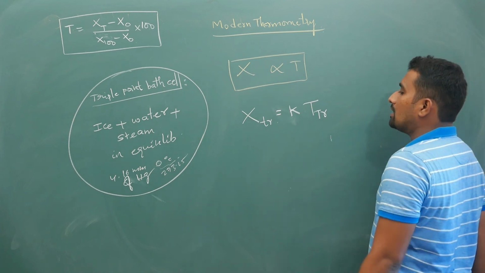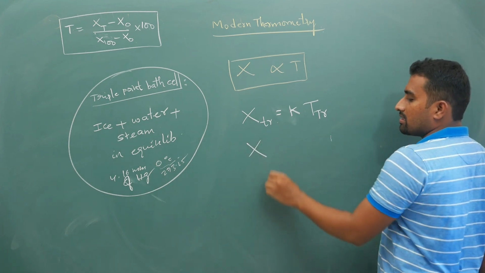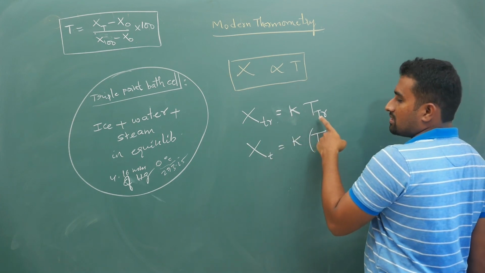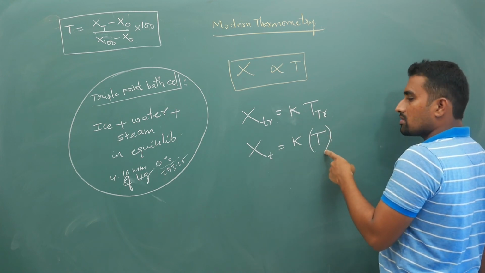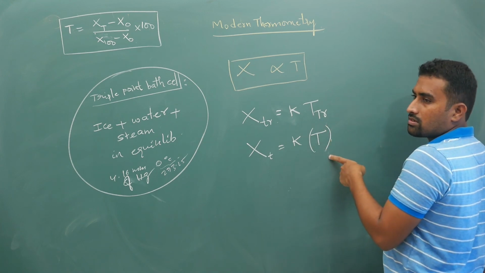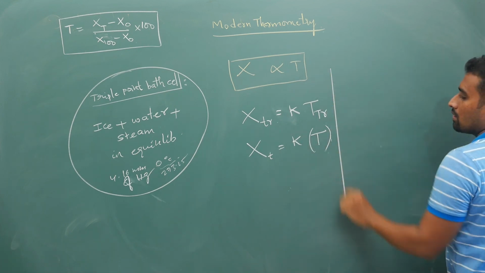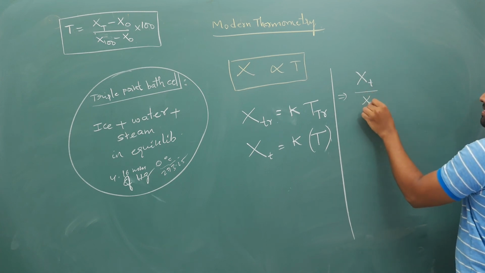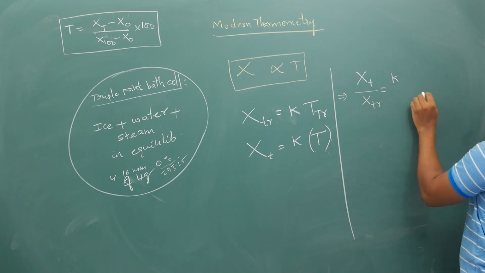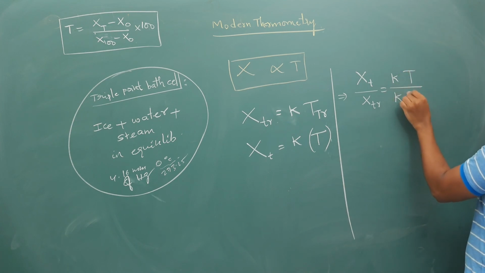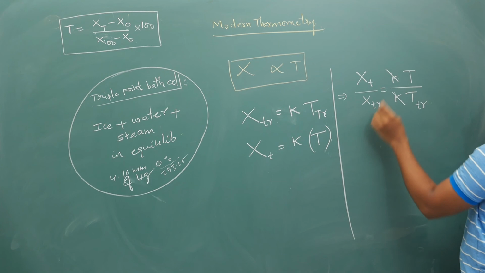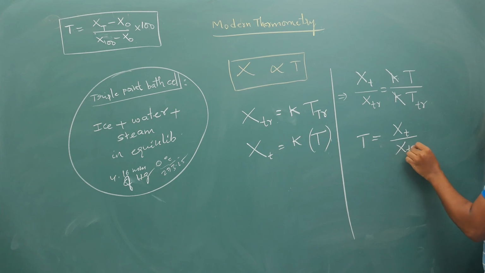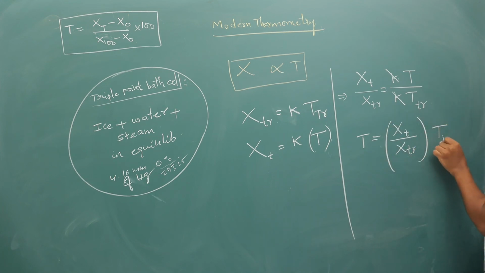So that much value you will write, and your thermometric property at some required temperature is K times temperature. In which scale? If this is in Celsius scale, the answer will also be in Celsius scale. If it is in Kelvin scale, this will also be in Kelvin scale. Now if you divide these two equations, x at T by x at triple point is equal to K times temperature T by K times temperature at triple point. K will go off. Your temperature is x at T by x at TR times temperature of triple point.